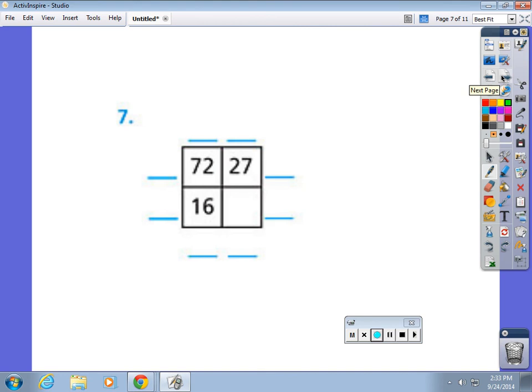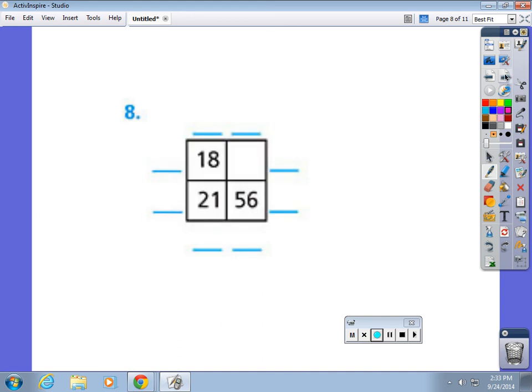Number 7. 27 and 72. When I see those, I immediately think 9s. Those are both multiples of 9. 9 times 8 is 72. 9 times 3 is 27. So now I'm almost complete. 16 divided by 8 leaves me a 2. 8 times 2 is 16, just double checking, everything working out. And then 3 and 2. 3 times 2 gives me a 6 as my missing number.